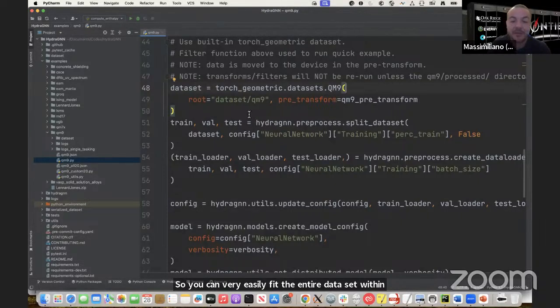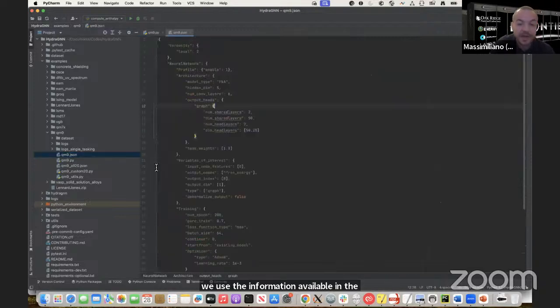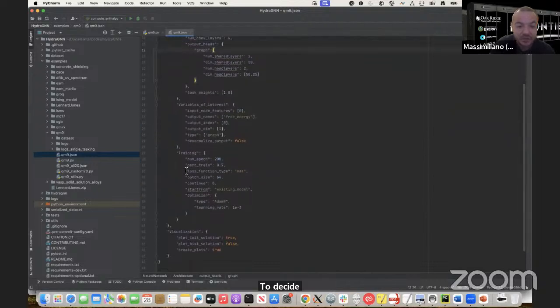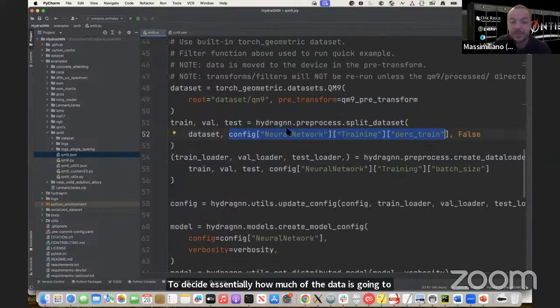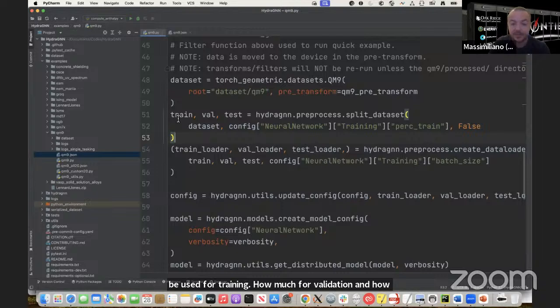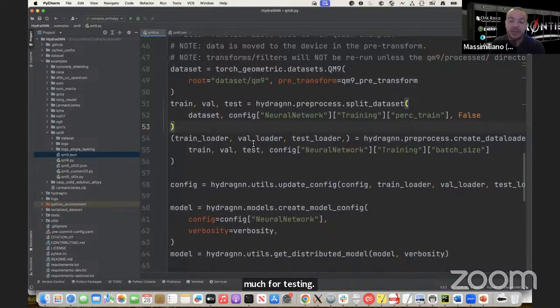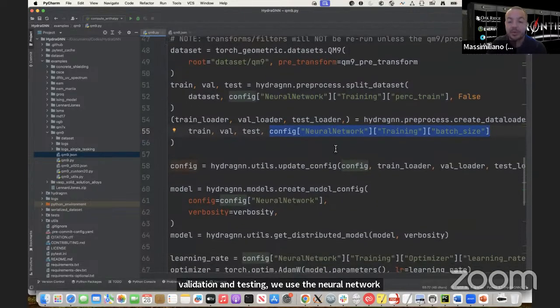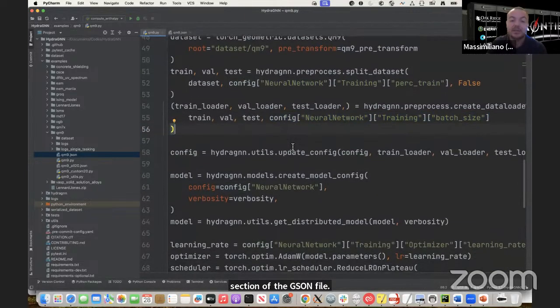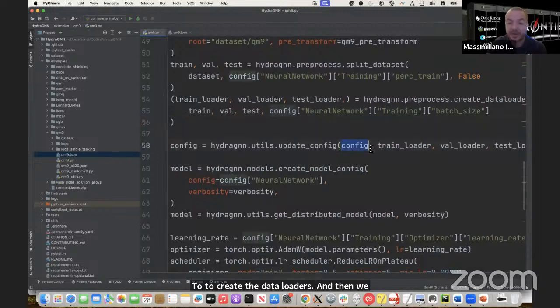And then after we load the entire data set, we use the information available in the JSON file to decide essentially how much of the data is going to be used for training, how much for validation, and how much for testing. After we split the data into the three sections of training, validation, and testing, we use the neural network section of the JSON file to create the data loaders.